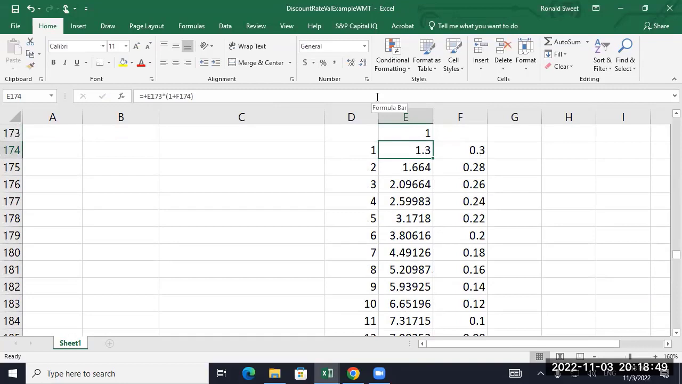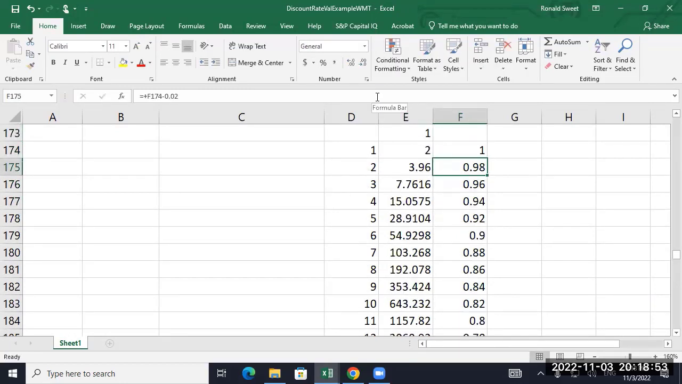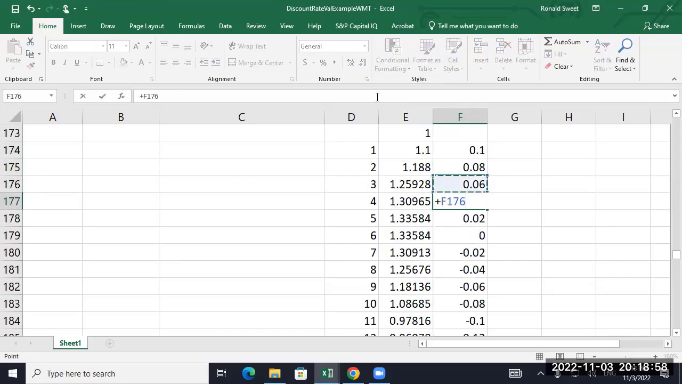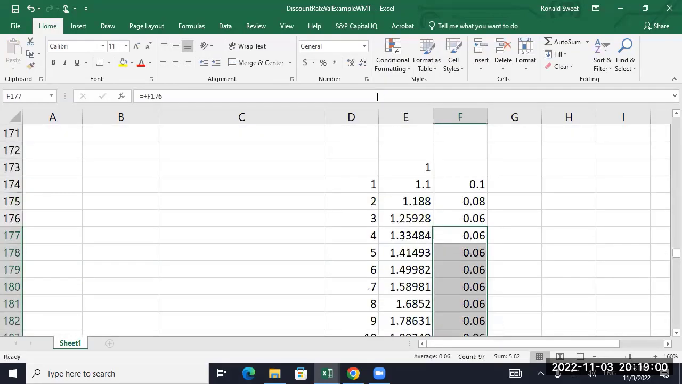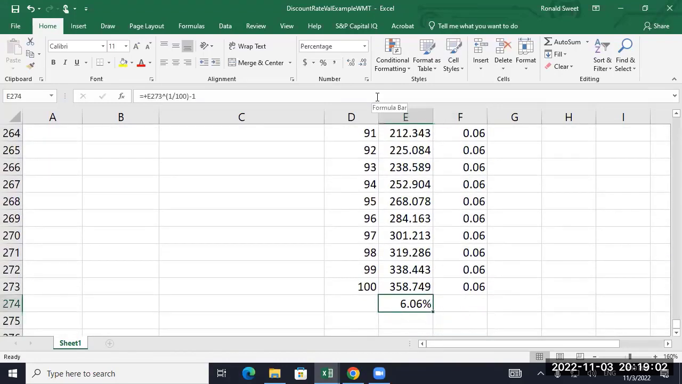Y'all see what I did? We grew pretty fast. What if it only grows 10%? And then 10%, 8, down to 6. And it's not much more than 6. Y'all see what I'm doing? Go out 100 years and figure out that long-term growth rate if you have those fast growths in the beginning.